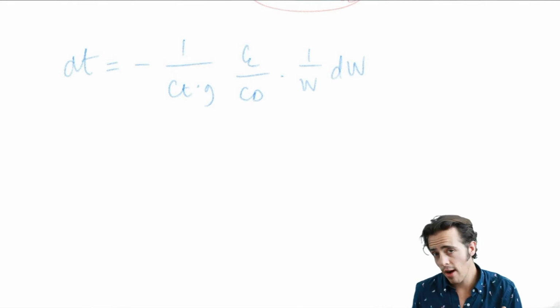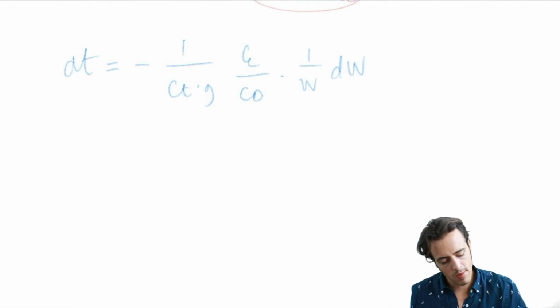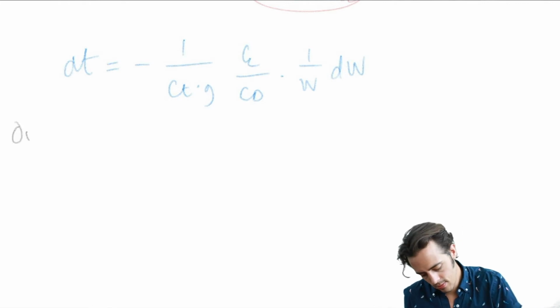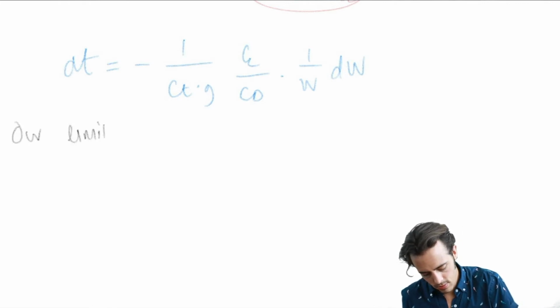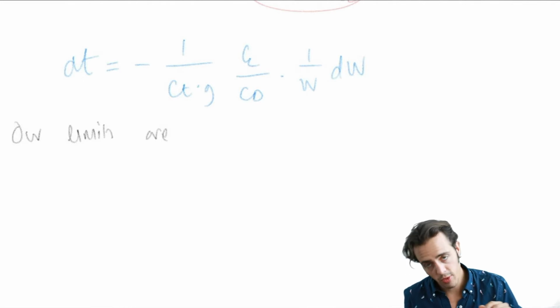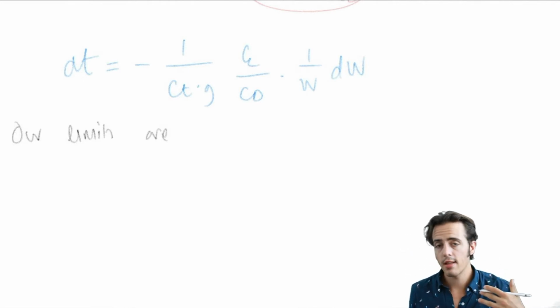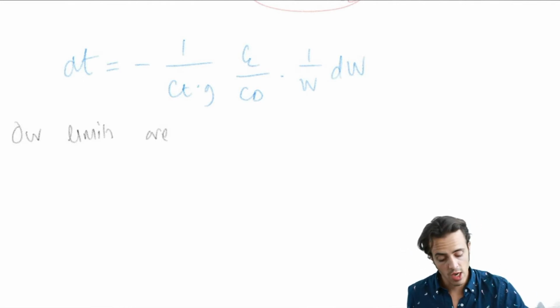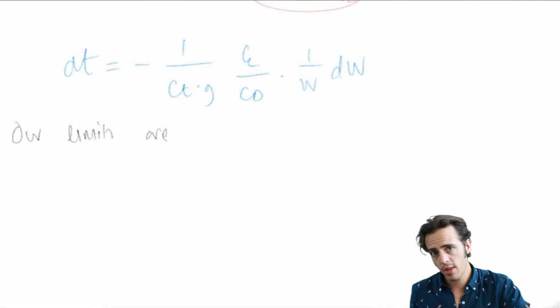So we need to integrate this equation, so we need to define some limits. So we'll say the aircraft starts at 0 basically. So we'll say we start at time 0 and weight 0.